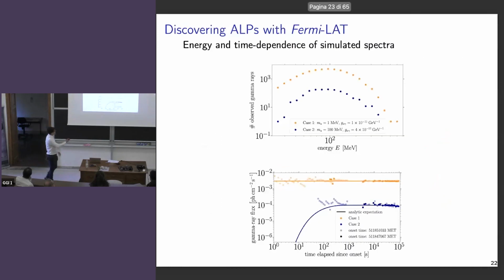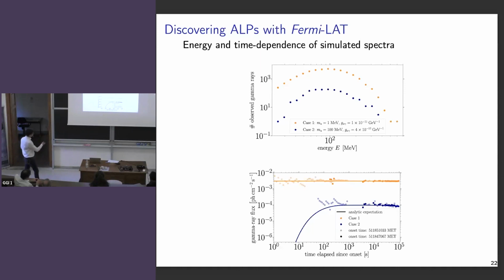So in order to understand how parameters can be reconstructed, what they do is simulate what Fermi-LAT would see in case of a gamma ray signal produced by ALPs. Here you can see the observed spectrum integrated over time on 10 to 5 seconds of the observation time, in an energy range from 25 MeV up to 600 MeV, since the energy threshold of Fermi-LAT is about 20 MeV. In orange, you can see case one, and in blue, case two.